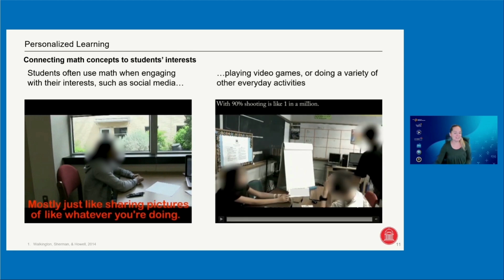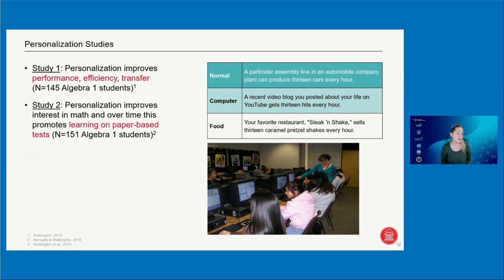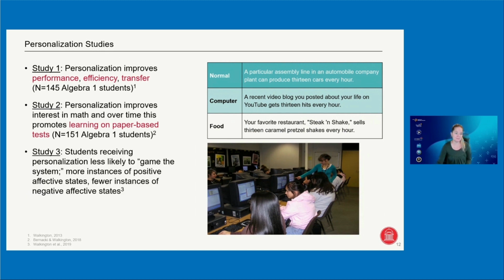So these are both examples of how students use mathematics in their everyday lives. In some of the studies we've conducted, we found that personalization can improve students' performance, efficiency, and transfer in Algebra 1, and we did a very simple version of personalization. We made modifications to the problems like the ones you see in the table. In a second study, we found that personalization improves interest in math, and over time, this promotes learning on paper-based tests. And then in a third study, we found that students receiving personalization are less likely to game the system and have more instances of positive affective states and fewer instances of negative affective states.